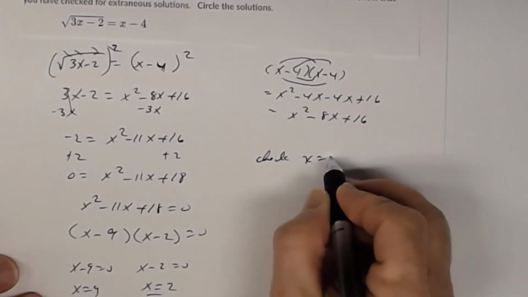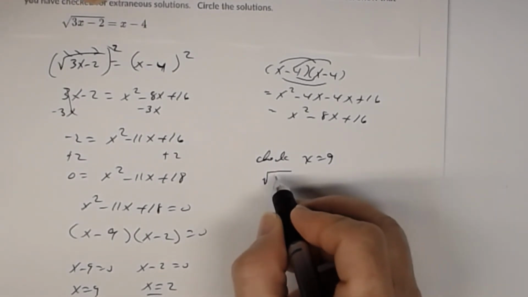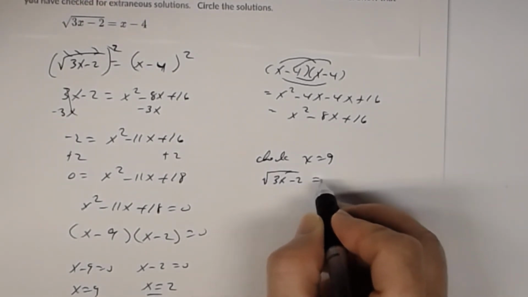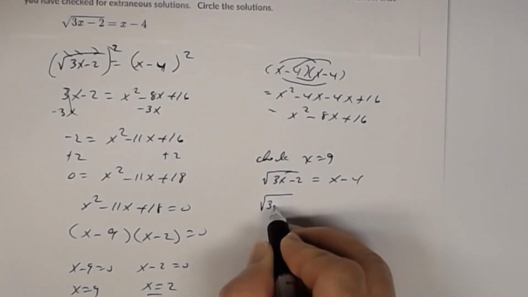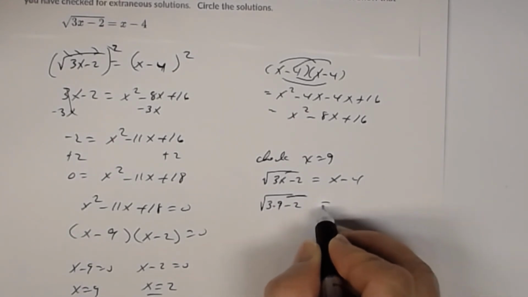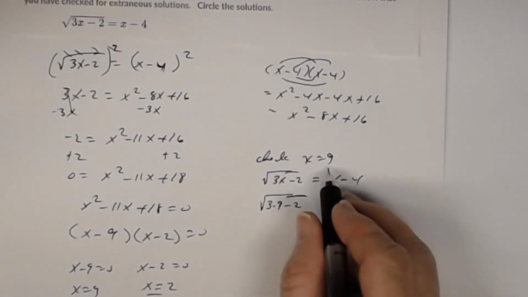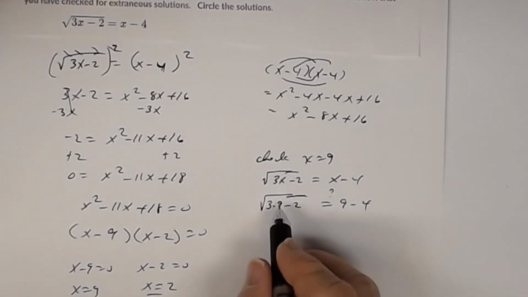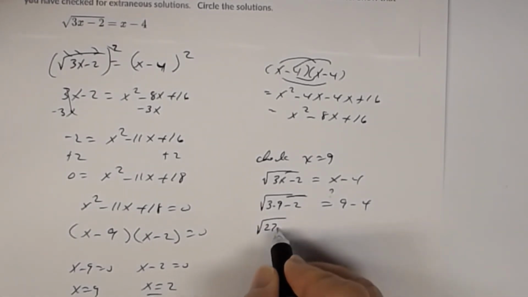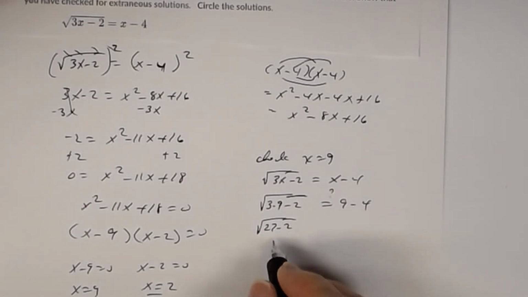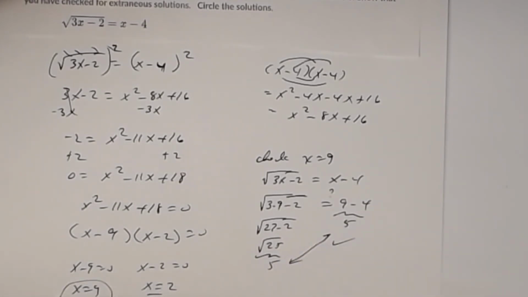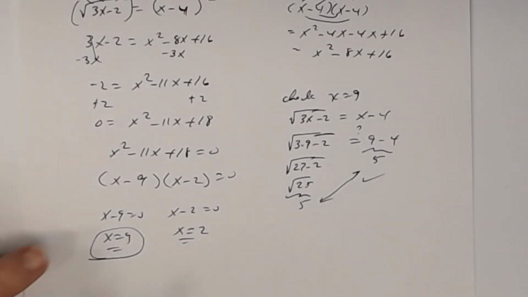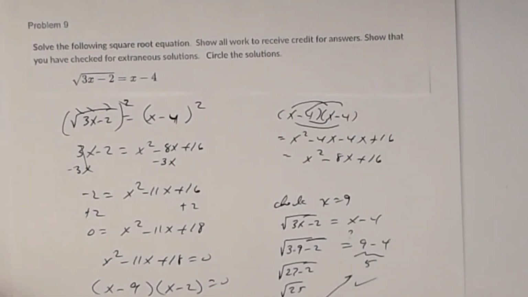So let's check x equal 9. So go back to the original. Here was the original: the square root of 3x minus 2 equals x minus 4. So in place of x, I'm going to substitute 9. So I get the square root of 3 times 9 minus 2. And I want to see if that's going to equal x, which is 9, minus 4. Well, 3 times 9 is 27. So I get the square root of 27 minus 2. And 27 minus 2 is 25. So I get the square root of 25, which is 5. And 9 minus 4 is 5, and those are equal. So this proposed solution, x equal 9, is a solution to the original problem.